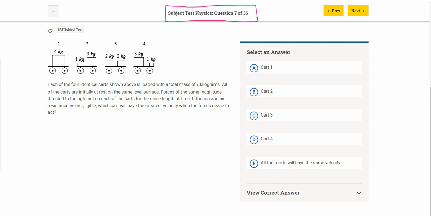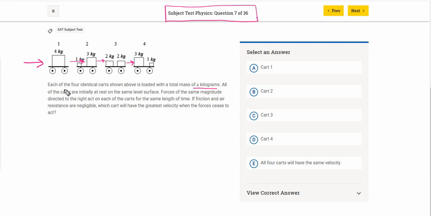Alright, so here's the next question. In this question we have been given a figure. Each of the 4 identical carts shown above is loaded with a total mass of 4 kg. All of the carts are initially at rest on the same level surface. Forces of the same magnitude directed to the right act on each of the carts for the same length of time. If friction and air resistance are negligible, which cart will have the greatest velocity when the force ceases to act? So all of these carts have a mass of 4 kg, 4 kg, 4 kg, and 4 kg. They have all been pushed towards the right. When the force is removed, and the air resistance and friction are negligible, which cart will have the greatest velocity?